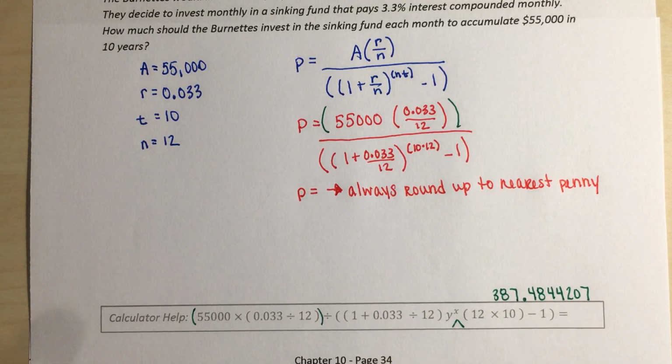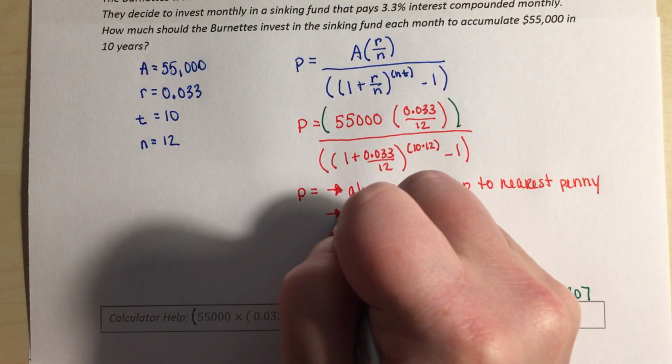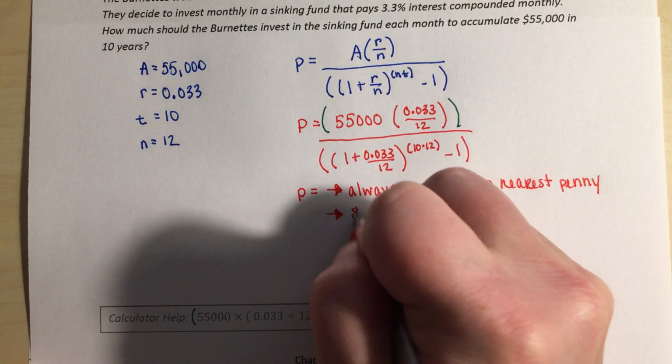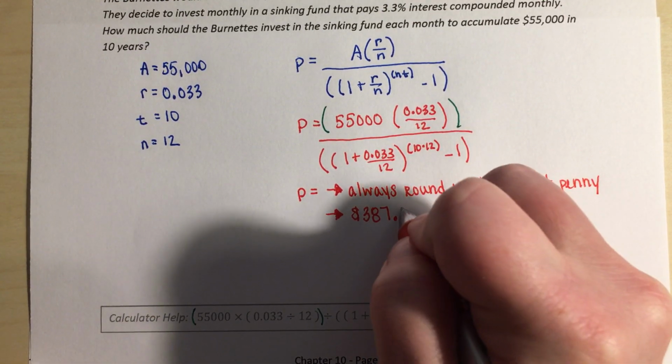Because the idea is we want to make sure that we have enough money. So even though we normally wouldn't round up in this case, we want to round up to make sure that we don't fall short of our goal. Sometimes that extra little fraction of a penny can make a difference. It's better to have too much money in our account than not enough. So in this case, we are going to round our answer up to $387.49.